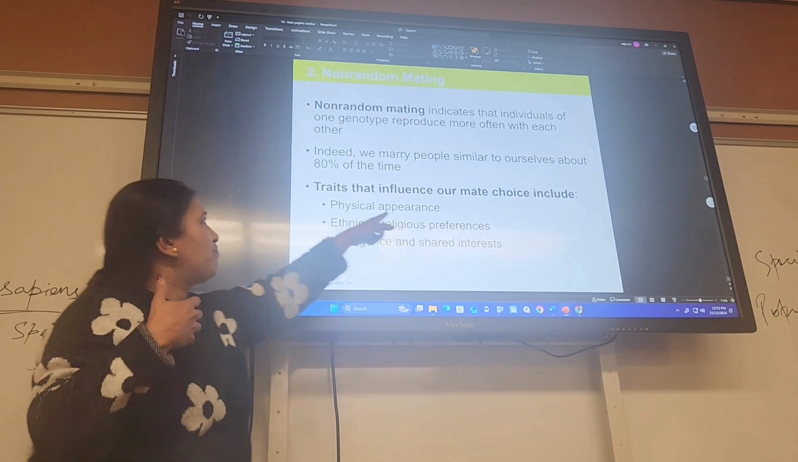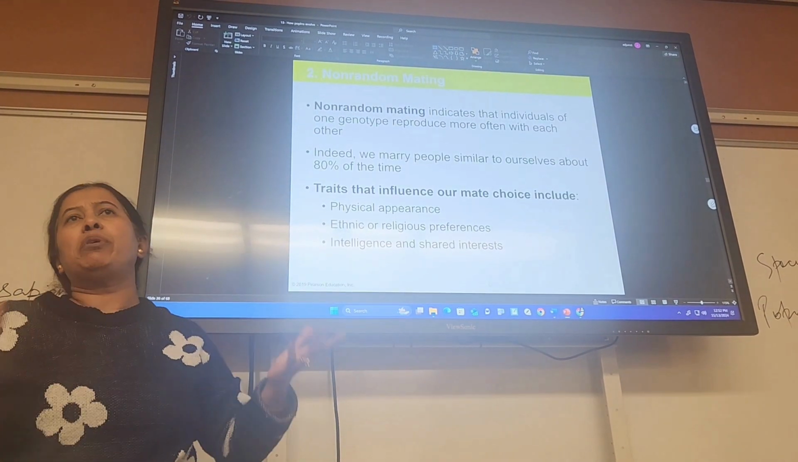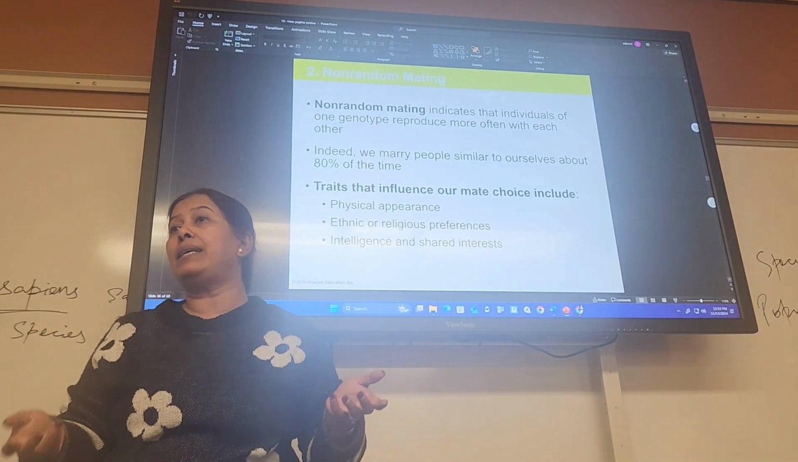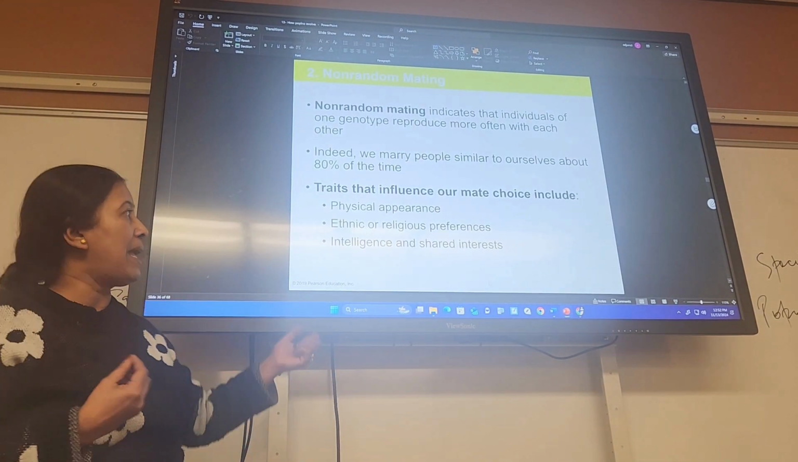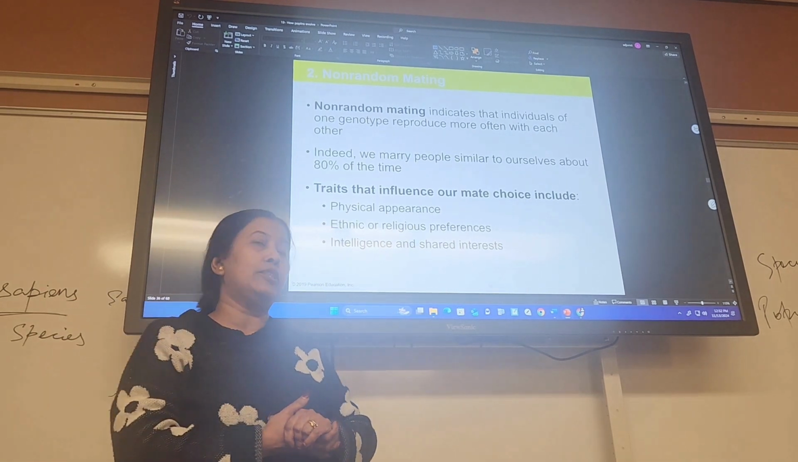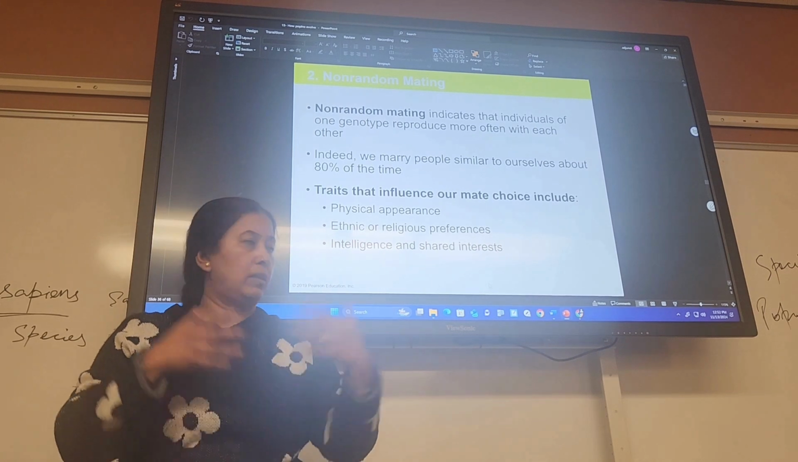So what are the traits that influence, that control our mate? It could be religious reason, it could be cultural reason, it could be somebody with the same hobbies and choices, it could be the same language, a lot of the time intelligence and shared interests. Research has shown that tall people prefer tall people, okay, for meeting.